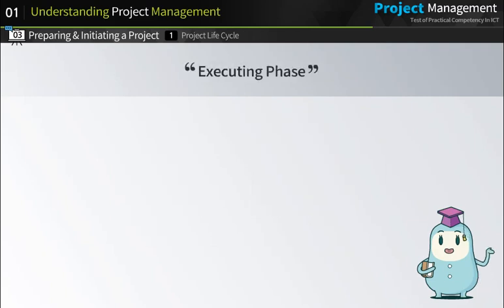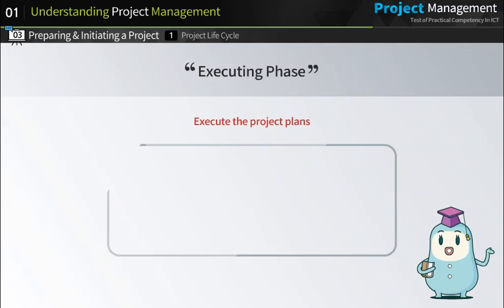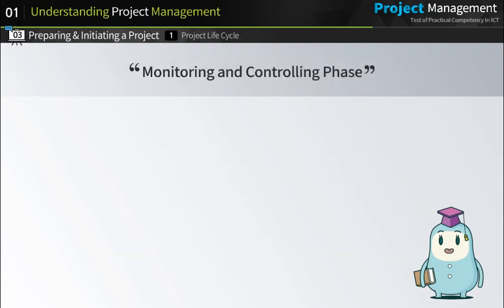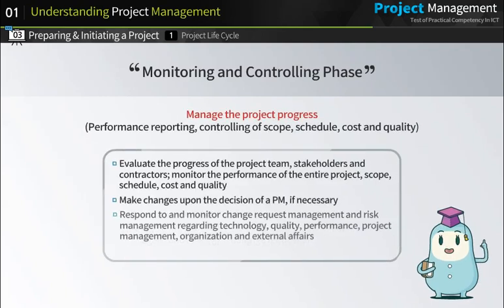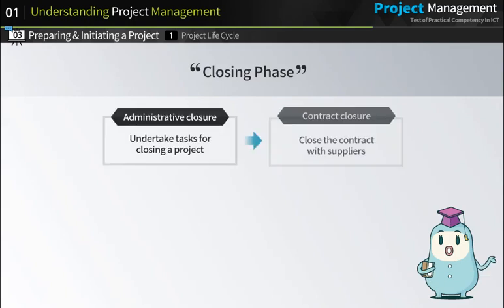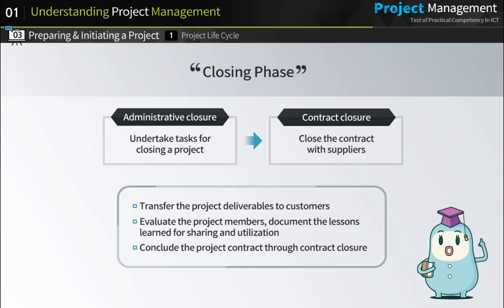Third, executing phase. This phase is to execute the project plans, which is usually the longest phase of the project life cycle. Fourth, monitoring and controlling phase. This phase is to report performance and control the scope, schedule, cost, and quality. Lastly, closing phase. This phase is to undertake tasks for closing a project and close the contract with suppliers.